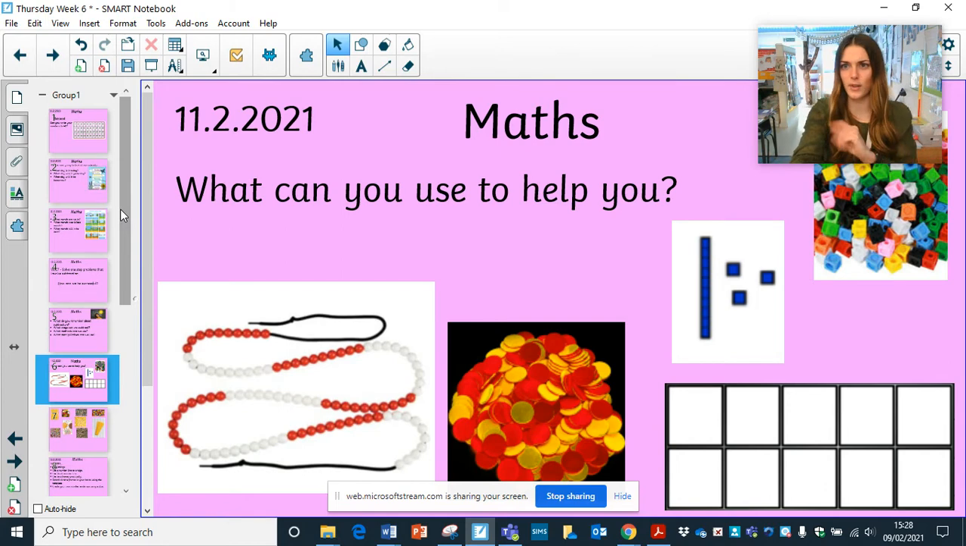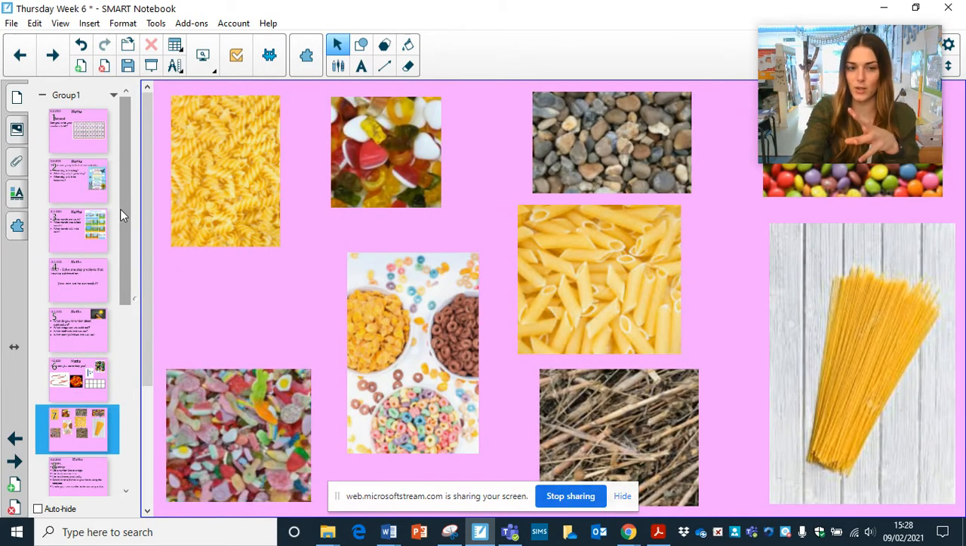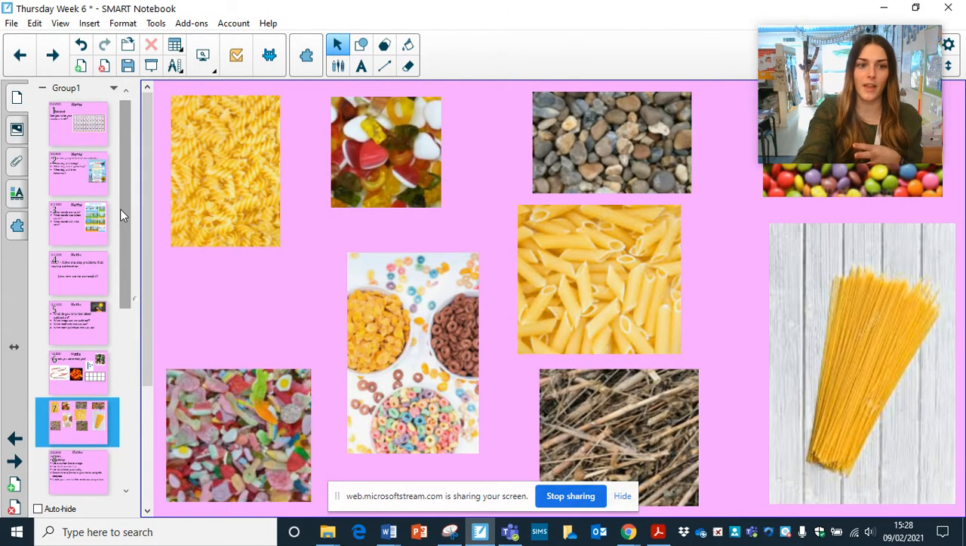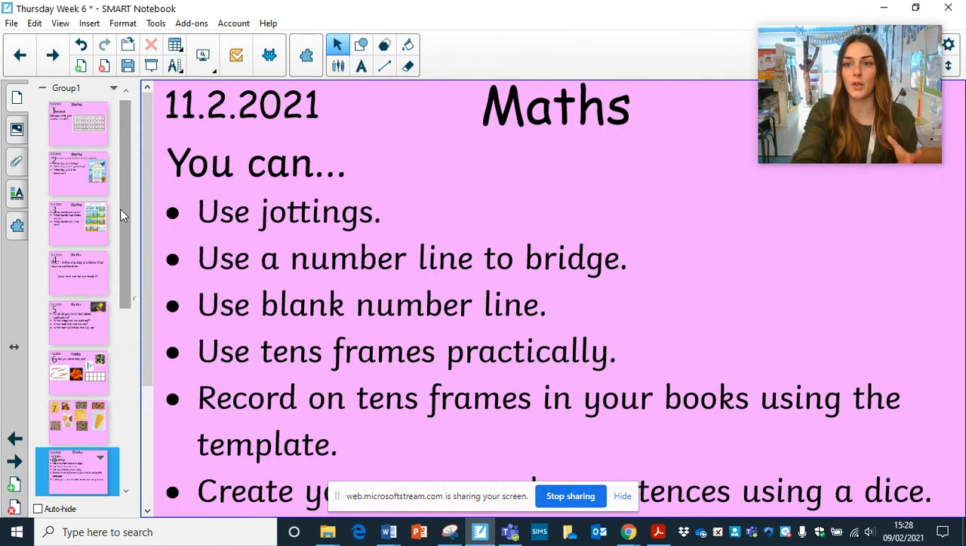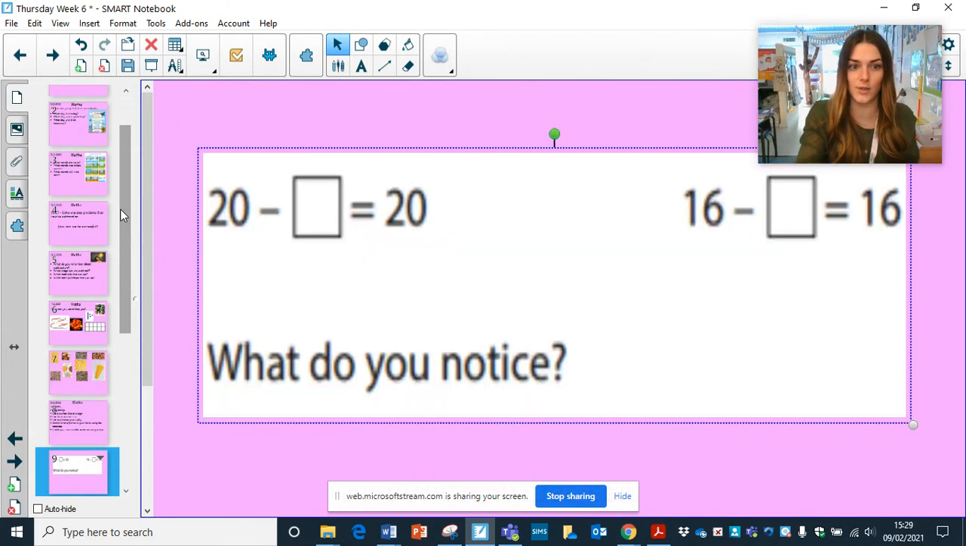As always, I think you would have suggested these if you're at school. However, if you're at home, there might be some other things you can use. As I did mention, the best way is to use a written method. It's good to use objects if you've got them. If you haven't, what other methods could you use? Using jottings or a number line. It could be a number line that's there for you, ready to go, or one of those blank number lines that we've been challenging ourselves to use.